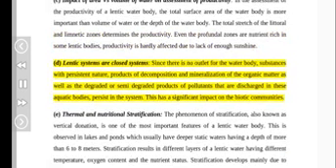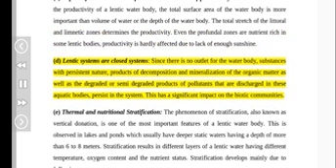D. Lentic systems are closed systems. Since there is no outlet for the water body, substances with persistent nature, products of decomposition and mineralization of the organic matter as well as the degraded or semi-degraded products of pollutants that are discharged in these aquatic bodies persist in the system. This has a significant impact on the biotic communities.